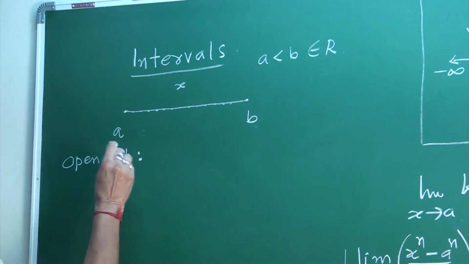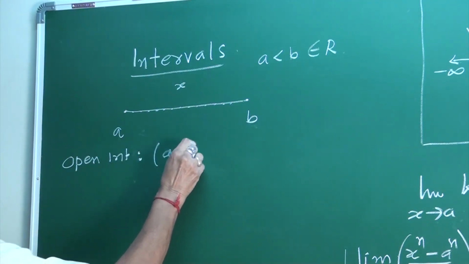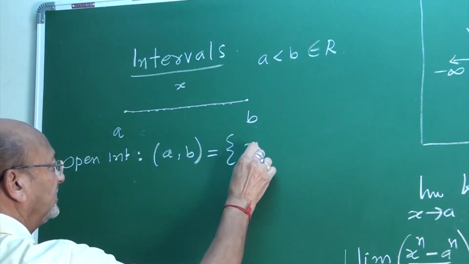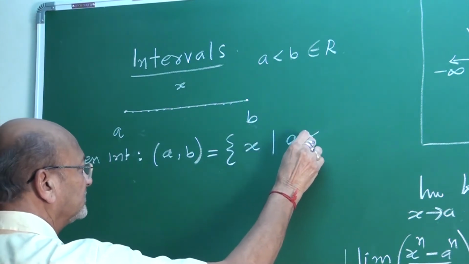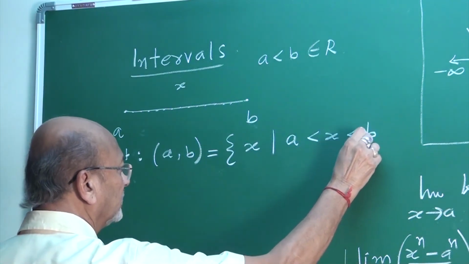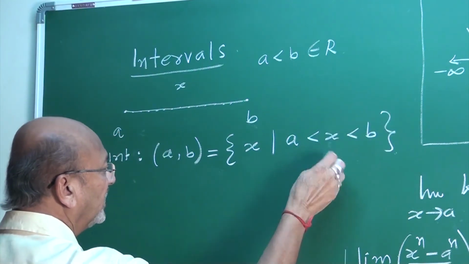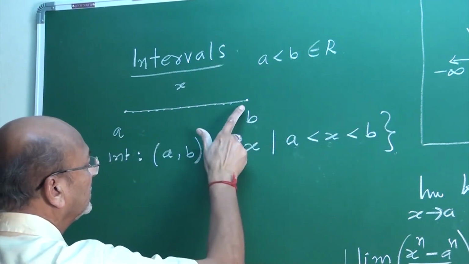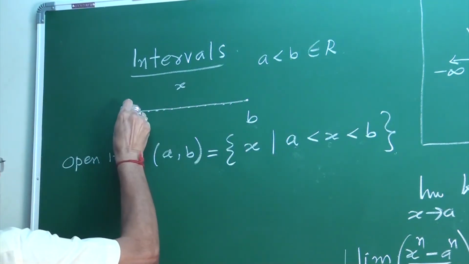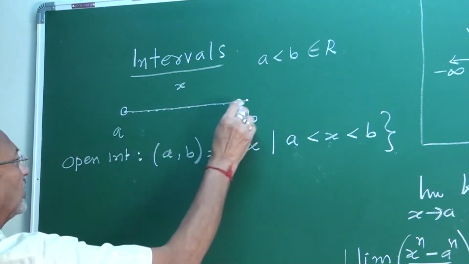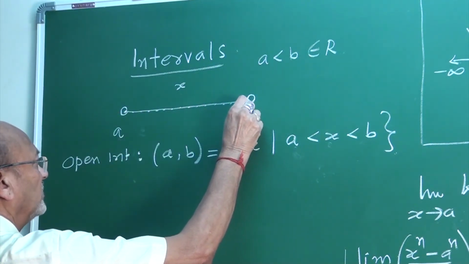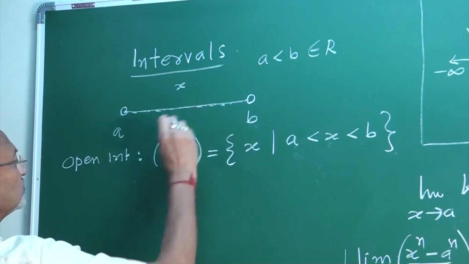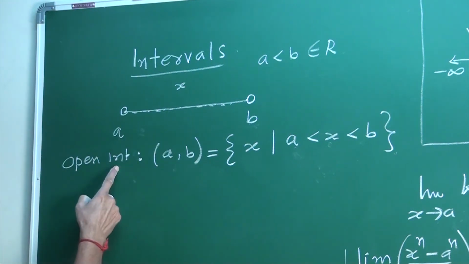What is an open interval? The symbol is the usual bracket. It is a set containing x such that a is strictly less than x, strictly less than b. In this case, x takes all values between a and b except a and b. It never takes a and b. You can even write them with open circles. Open circle means x will not take these ends. It will take all these values. In that case, it is said to be an open interval.